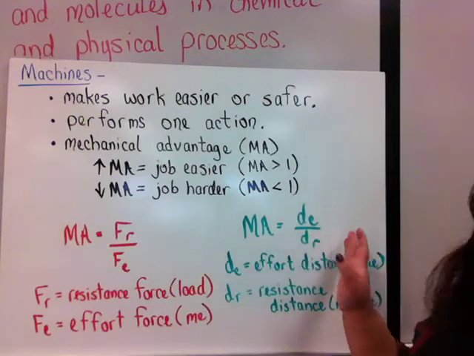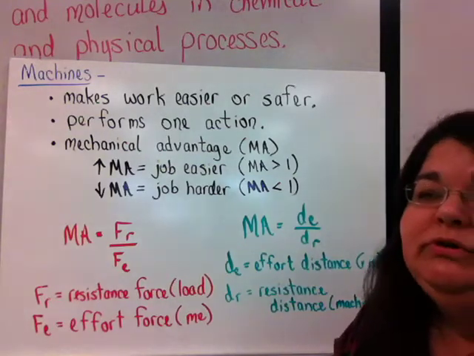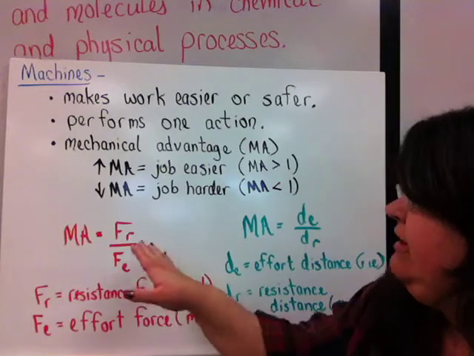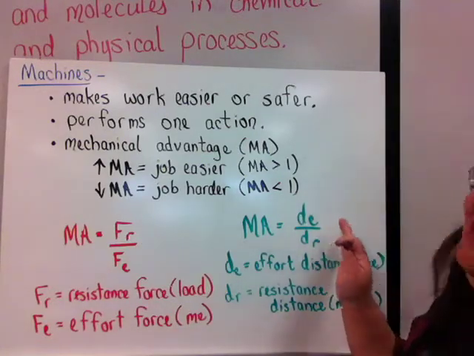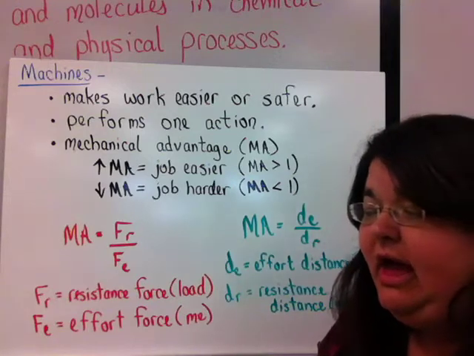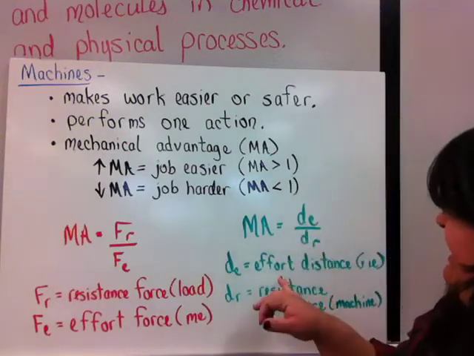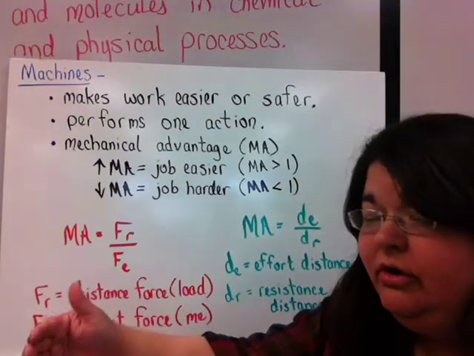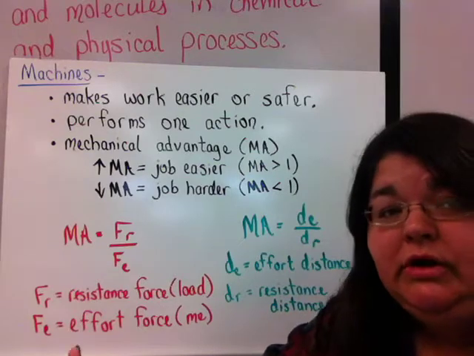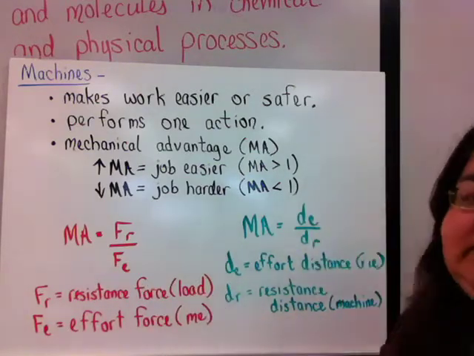MA is DE over DR. This is distance. When we're talking about machines, we're going to look at force, how much force I put in, and how long I have to apply that force. Now, DE is the effort distance. That's us. And the longer we have to work, the less force we'll have to put in. So more distance is a good thing.